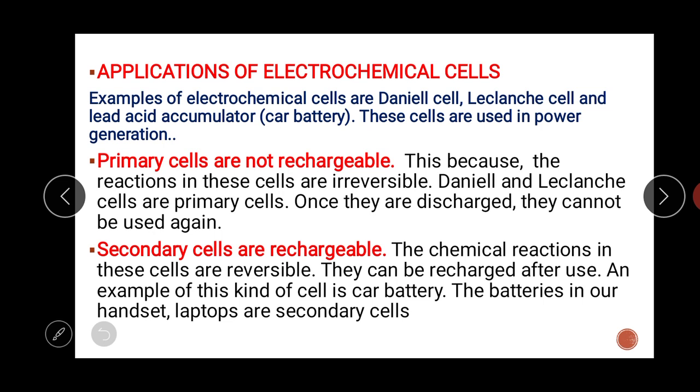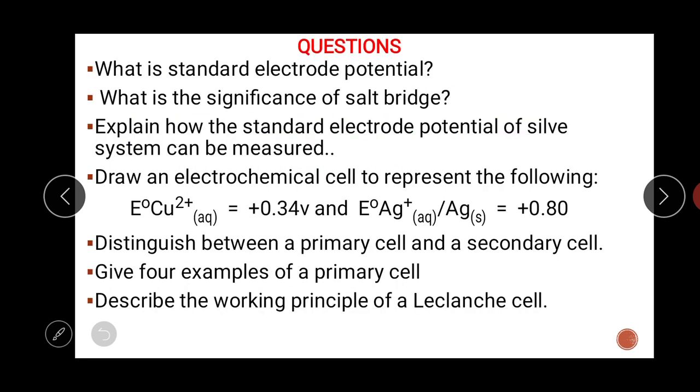Examples of this cell are the car battery, some handset batteries, and laptop batteries. All those are secondary cells because we can recharge them. But the ones that we use in our remote, in our wall clock, and this watch are mostly not rechargeable because the reactions are not reversible. They are irreversible. Examples of that are the Daniell and Leclanché cells.